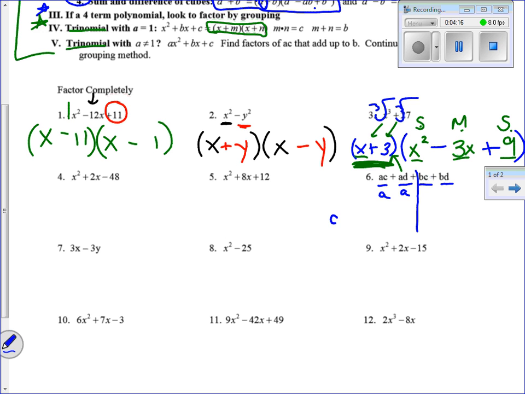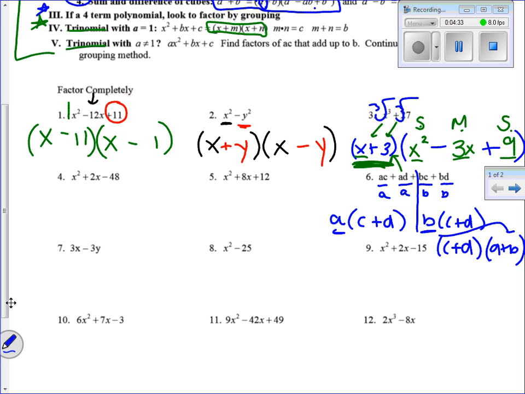So I can divide by a here, and I would have c plus d left over. I can divide by b here, and I'd have c plus d left over. My final answer would be c plus d times a plus b. You take these guys and you put them in the second parenthesis right there.